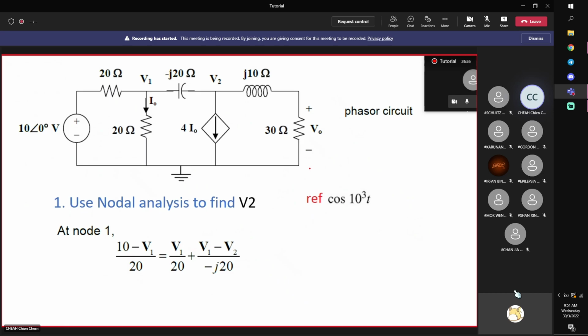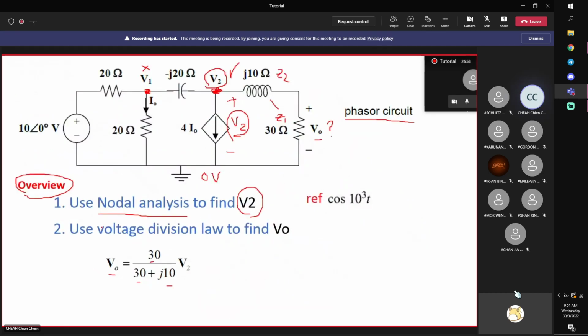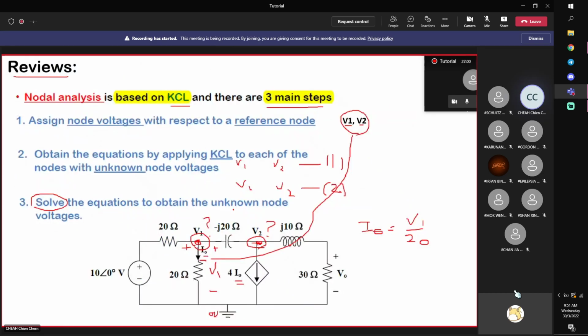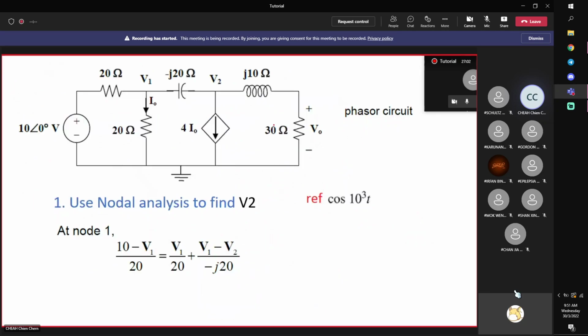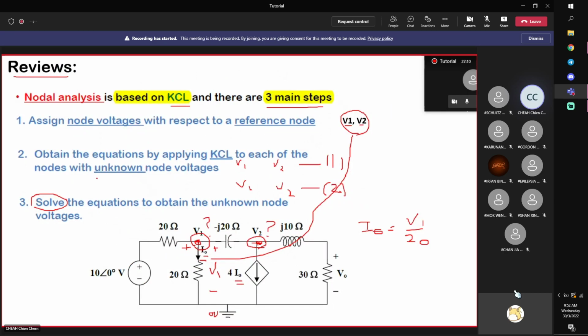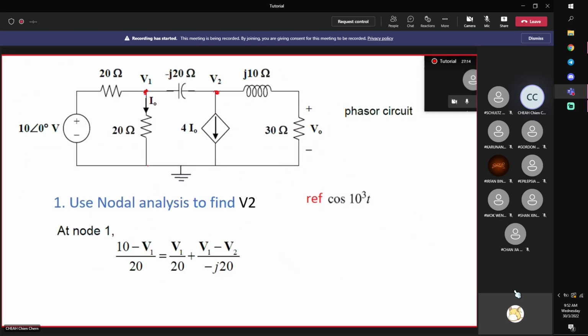Okay, so let's start with the first step. Use nodal analysis to find V1, V2. We assign node voltages V1 and V2, and then we take Kirchhoff current law at the unknown node voltages. Take note that it's the unknown. If a node voltage is known already, you need not do any Kirchhoff current law to write down an equation, because the answer is already given. Okay, use nodal analysis to find V2.